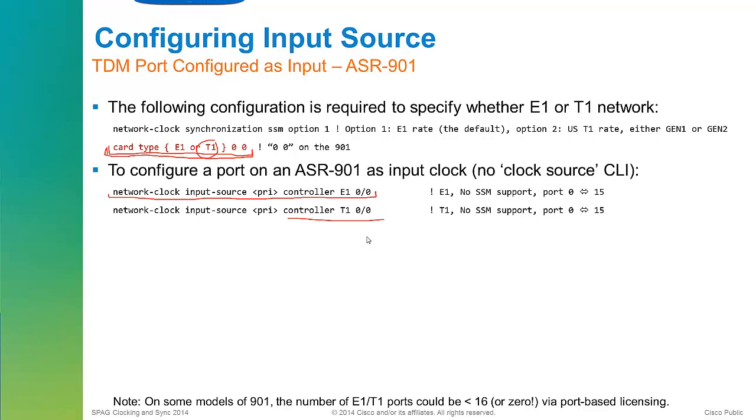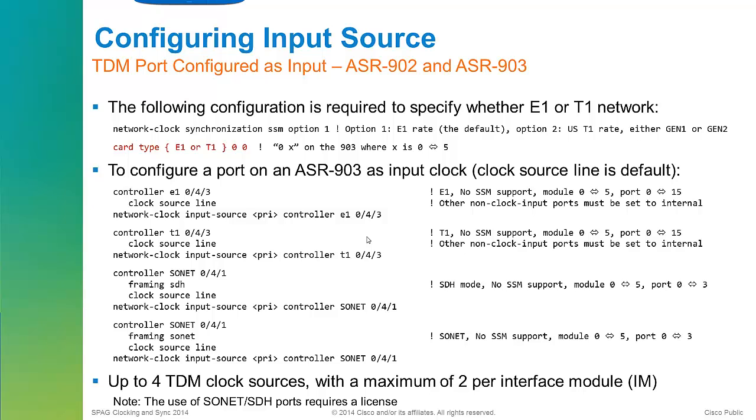Now, the difference on the 901, a slight wrinkle here, is there's no clock source CLI on the interface. Normally what you do with these platforms, as you'll see in the next one, is configure the clock source line, but there's no clock source line on a 901. You have to use this to say, I'm taking clocking from that TDM interface. So we'll see slightly differently here on the 902 and 903.